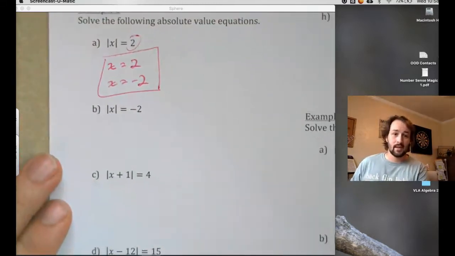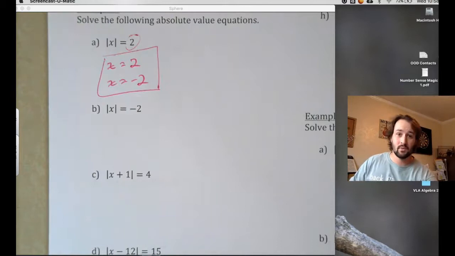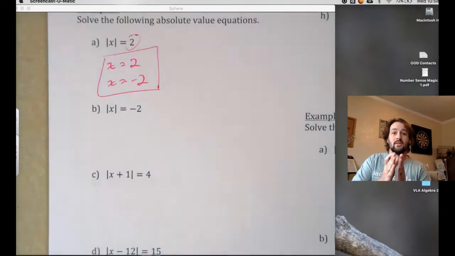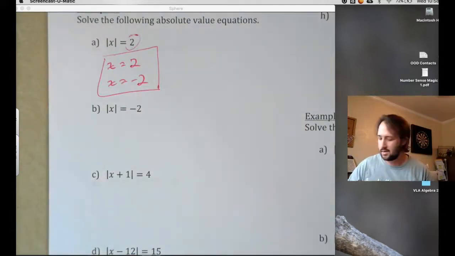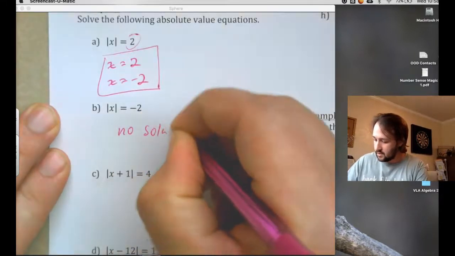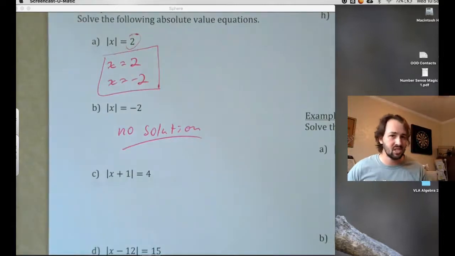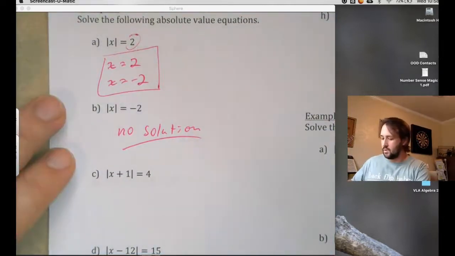Part B, the absolute value of x is -2. So here's another thing. The absolute value is only ever a positive number. It represents a positive distance away from something, right? So it doesn't go negative. Negative would be like inverting it, but it doesn't happen. So this one is actually just no solution. It's not even possible. All right, so moving on now.